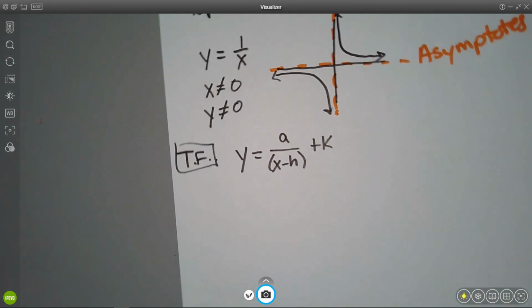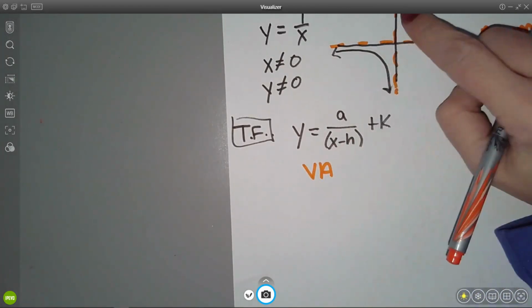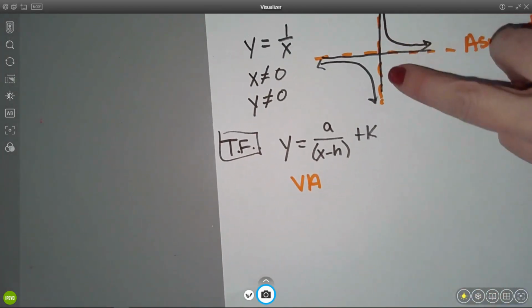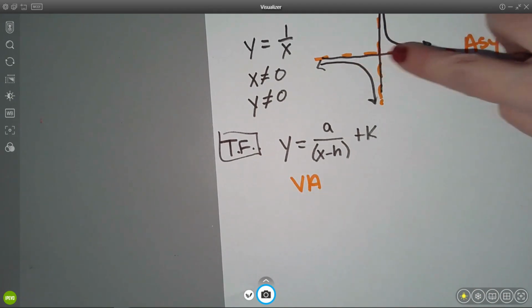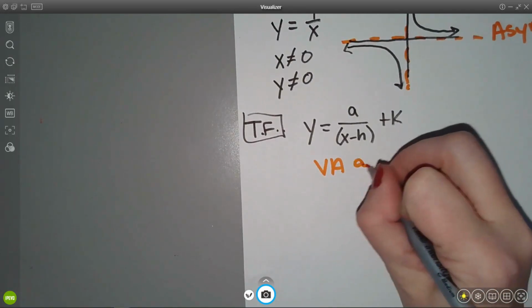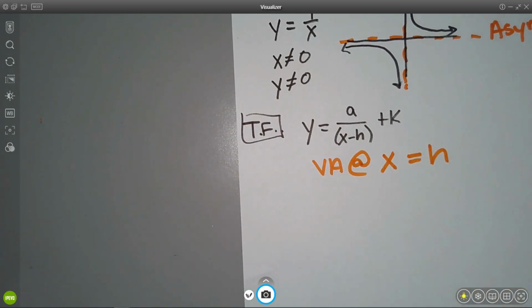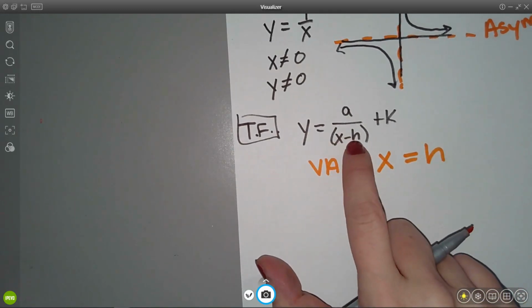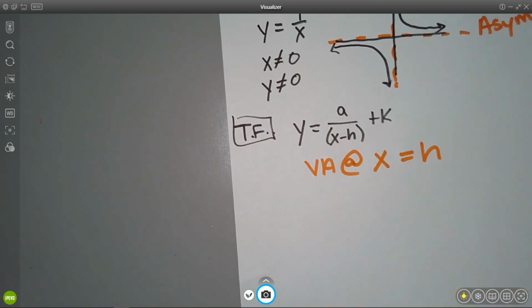It's really quite simple. You're going to have a vertical asymptote, okay, VA, at this line right here. Well, what affects this line? Well, when the graph shifts left and right, which is my h value, we're going to have a vertical asymptote at the value x equals h. And remember, they go in as opposites. If we see a negative here, it's positive here. If we see a positive here, it's going to be negative here.